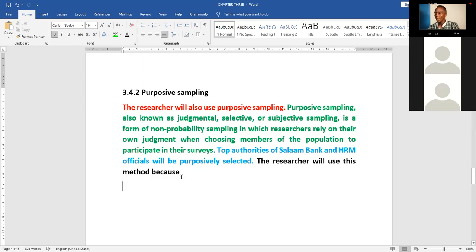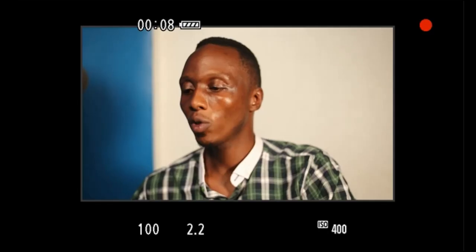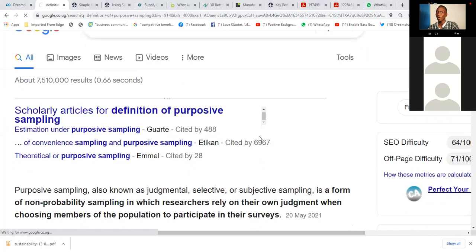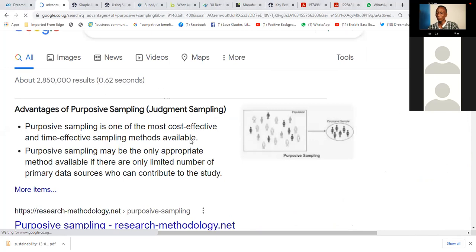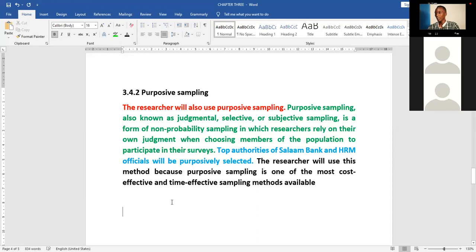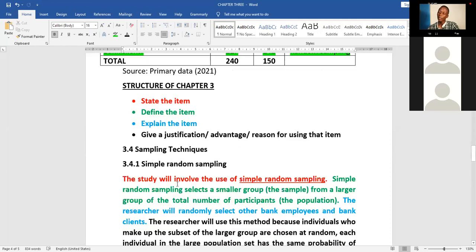So let us look for the justification or the advantages of purposive sampling. We're going to go back to Google and search for advantages of purposive sampling, and we should be able to get one. One is enough. You don't have to take very many of them. If you want, you can even take this one, then copy it, come here, and paste it there. So that is how you're supposed to be tackling that.